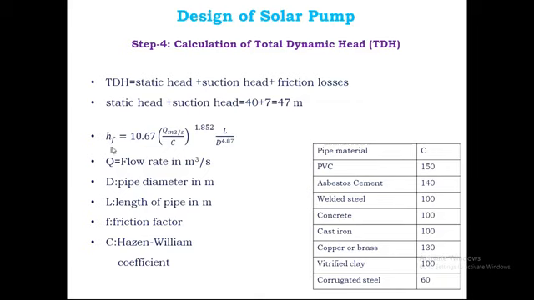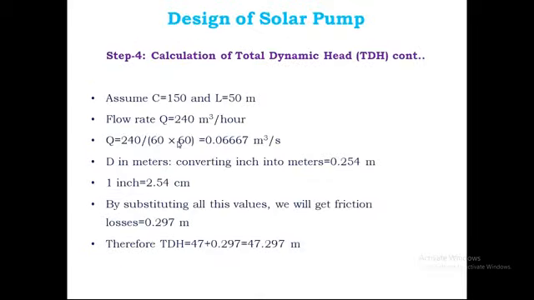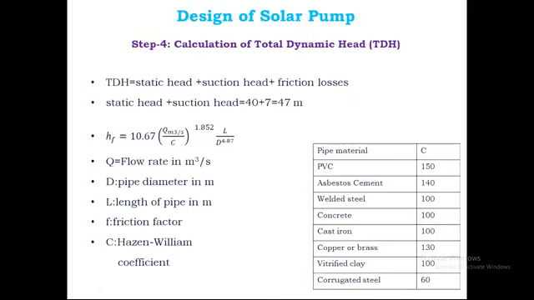Right? So this is the frictional loss formula. This is an already predefined formula. So this formula has terms like Q, the flow rate in meter cube per second, pipe diameter, length of pipe, friction factor, and coefficient.